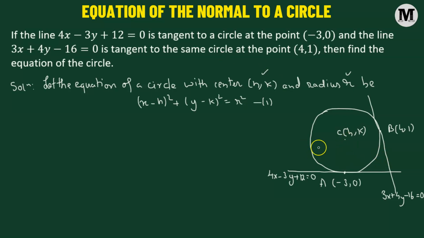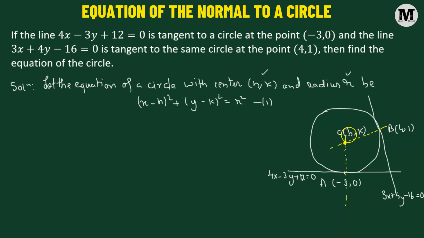Now how shall we do that? Well, using the equation of the tangent line 4x minus 3y plus 12 equals 0, we will determine the equation of the normal which passes through point A. Similarly, we can also find the equation of the normal at point B. And once we have the two normals, we know for a fact that the two normal lines always pass through the center. So using the equations of the two normal lines, we can find the point of intersection, which is going to become the coordinates of the center of the circle.